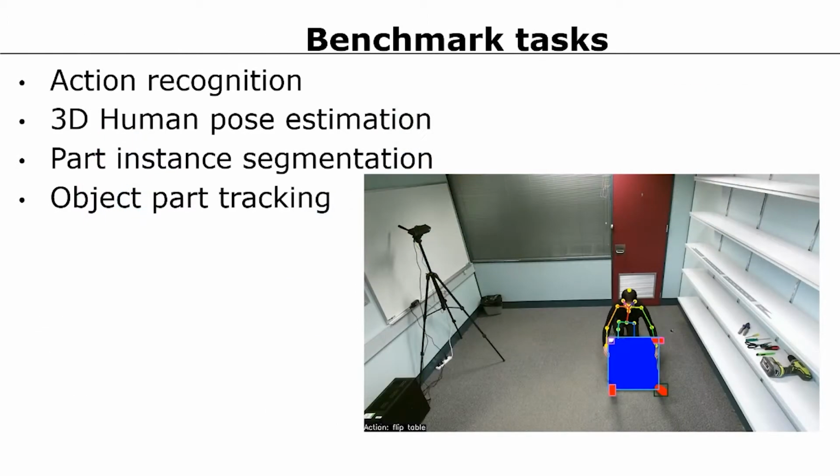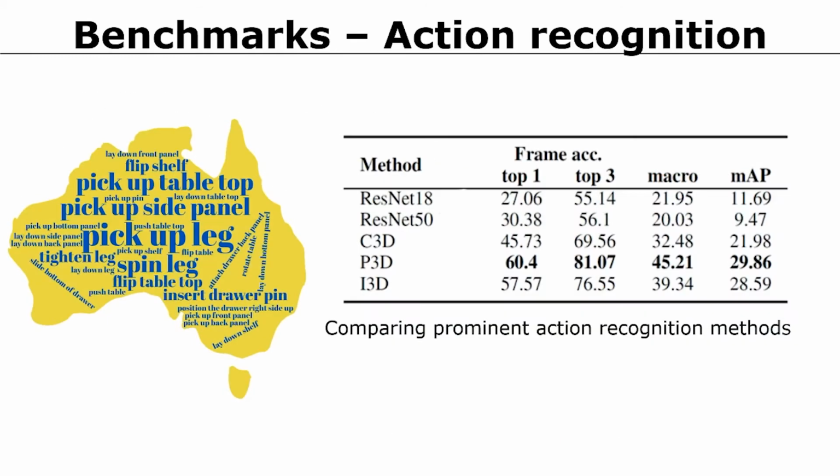We evaluate prominent methods on several computer vision tasks, including action recognition, 3D human pose estimation, part instance segmentation, and object part tracking. For full details, please refer to the paper. For action recognition, we tested single frame-based methods using ResNet architecture as baselines and sequence-based methods including I3D, C3D, and P3D. The results show that the dataset poses a great challenge for action recognition.